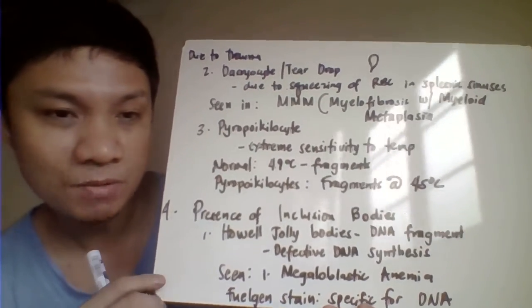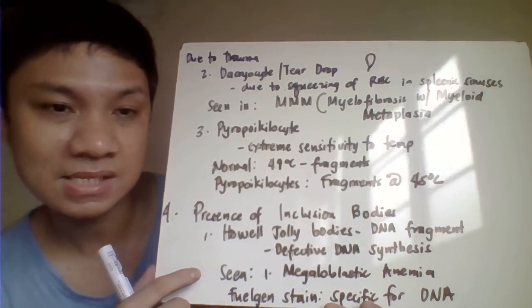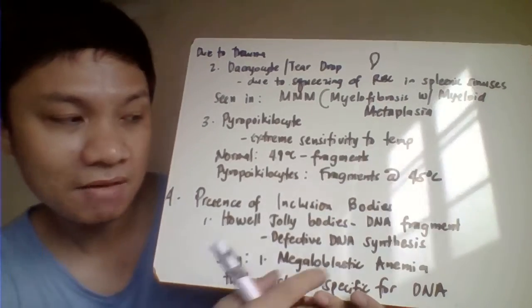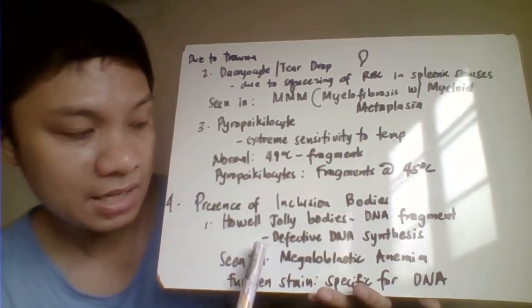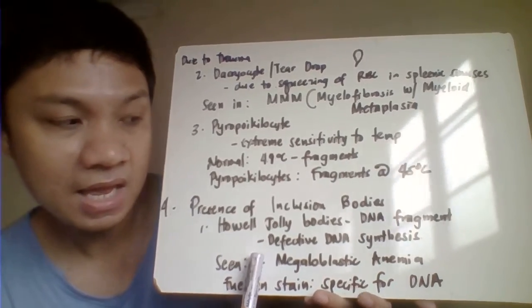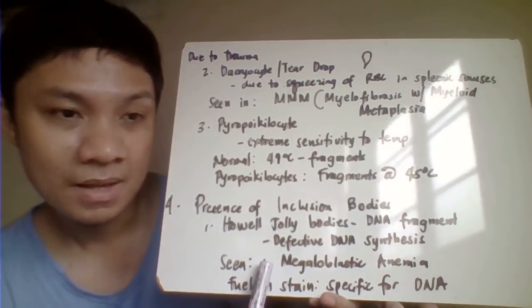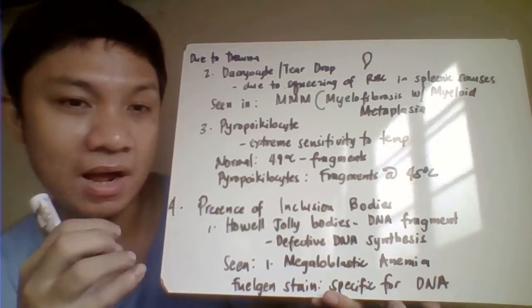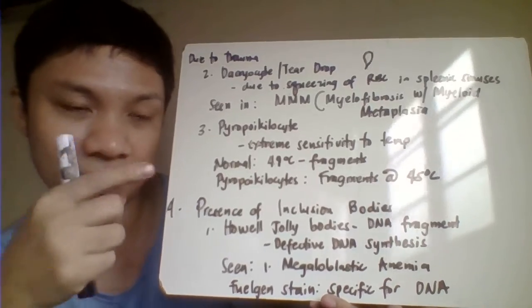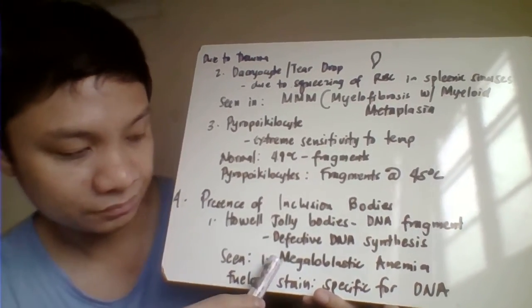Okay, next we have here the presence of your inclusion bodies. So, ito na mga inclusion bodies natin. The first one, we have your Howell-Jolly bodies. Howell-Jolly bodies is the defective na DNA. This is your DNA fragment related to your defective na DNA synthesis. This one is related to your Megaloblastic Anemia. And Howell-Jolly bodies usually mag-isa lang siya, singular. Para siyang structure within the RBC na parang bilog-bilog.